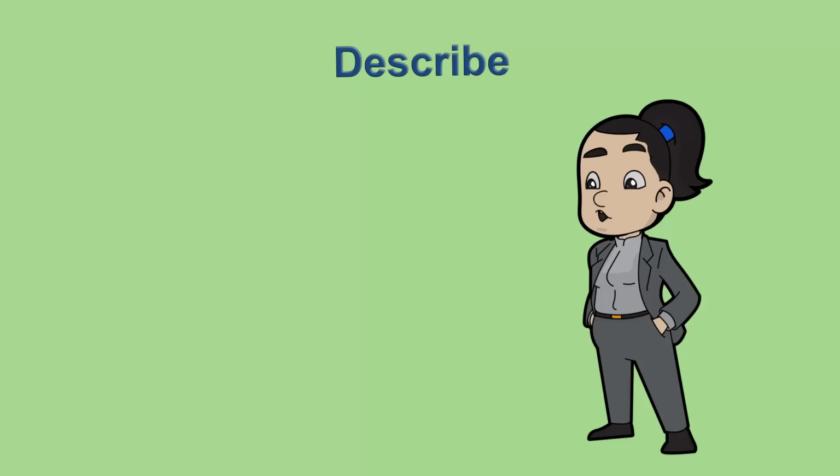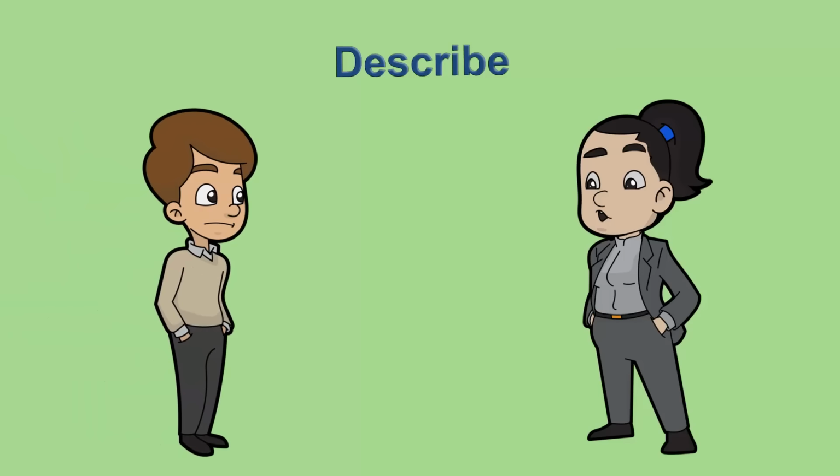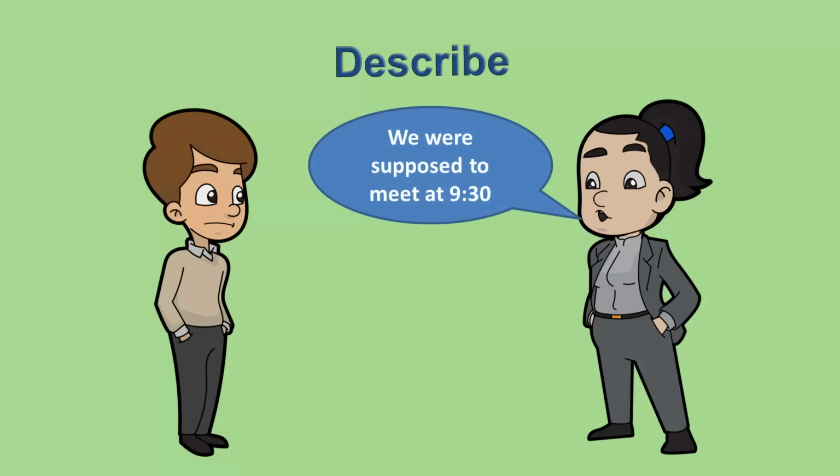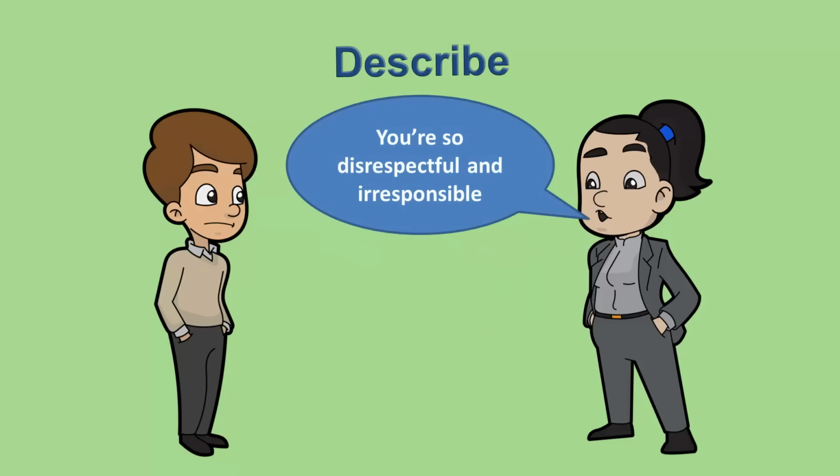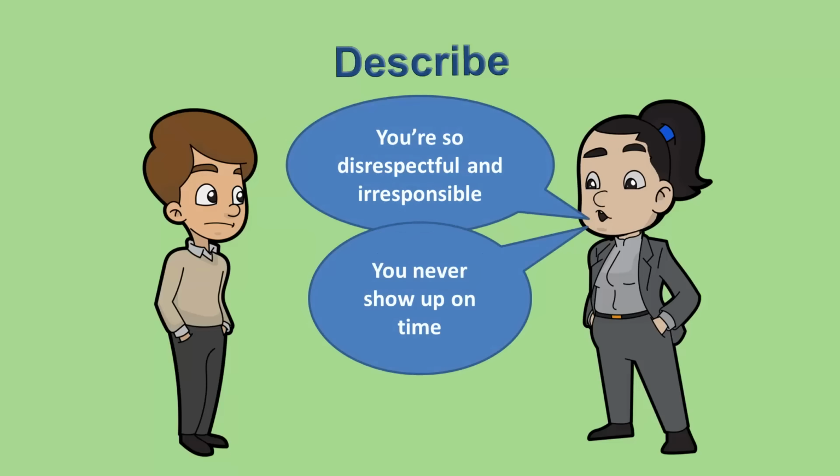Describe. We describe the situation we're talking about as neutrally and objectively as possible, just sticking to the facts. The goal is to simply let the other person know what we're talking about without provoking any defensiveness or emotional reaction. So try phrasing things along the lines of, "We were supposed to meet at 9:30 and you showed up an hour late without texting me." Instead of something like, "You're so disrespectful and irresponsible, you never show up on time."